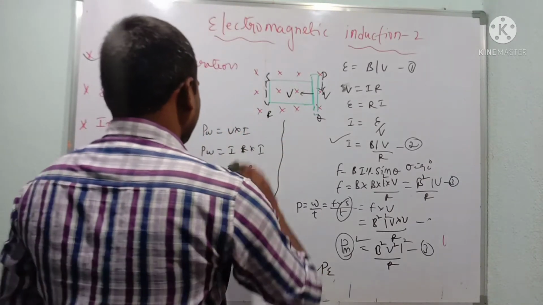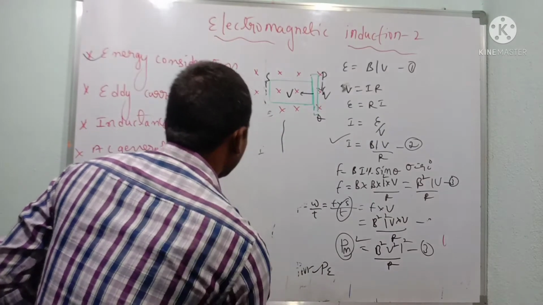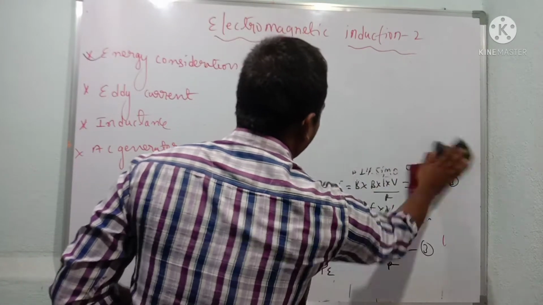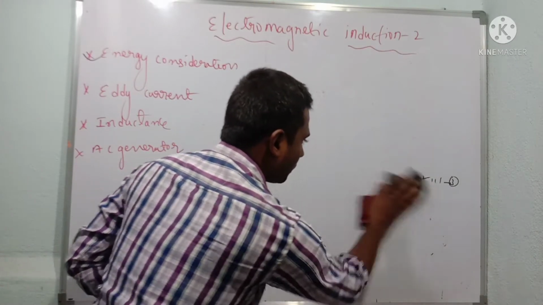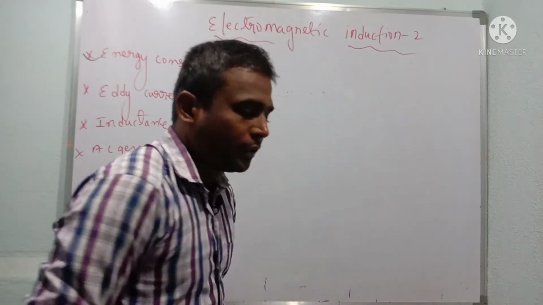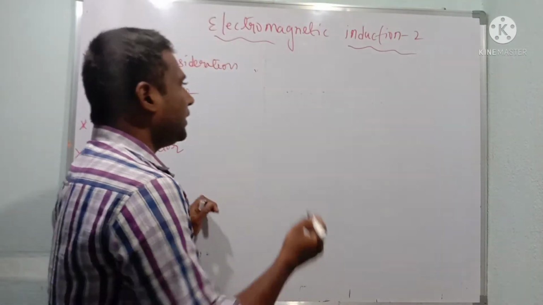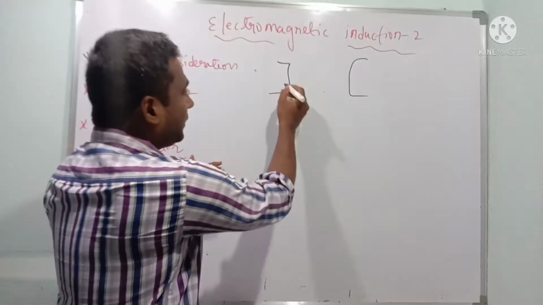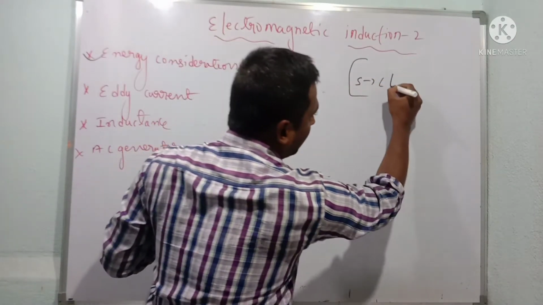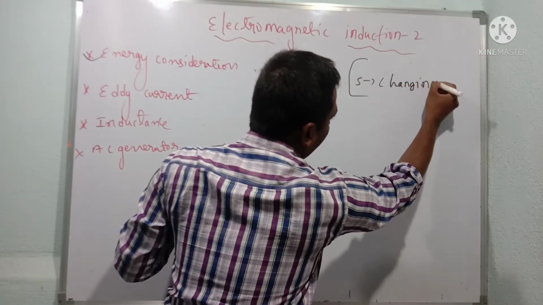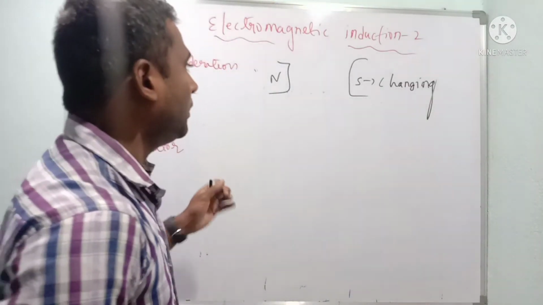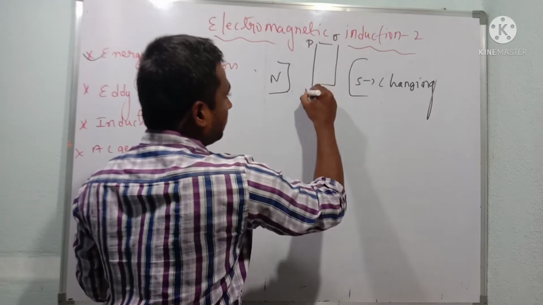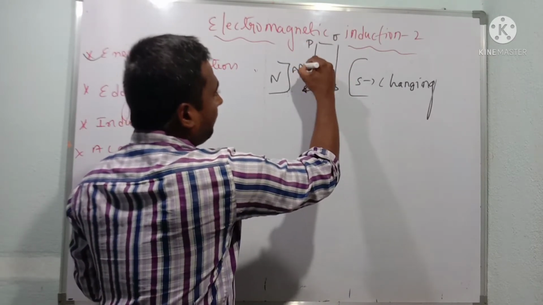So after understanding this, we'll go for eddy currents. Students, what are eddy currents? Here I am going to keep a magnetic field, and this magnetic field will be changing. Now I am going to keep a conductor. This is a conductor. So I am going to keep a massive conductor.